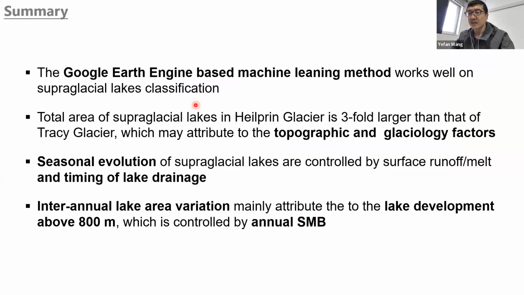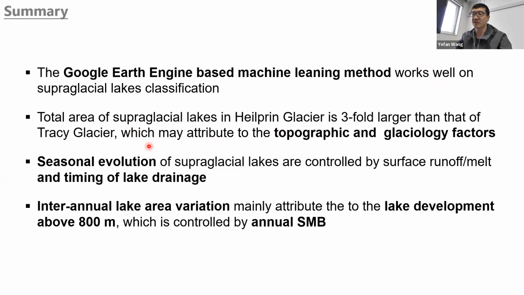So finally, this is the short summary of my research. The first is that Google Earth Engine based on machine learning methods works well for this superglacial lake classification. And the total area of superglacial lakes in Heilprin Glacier is threefold larger than that of Tracy Glacier, which may be attributed to topographic and glaciological factors.